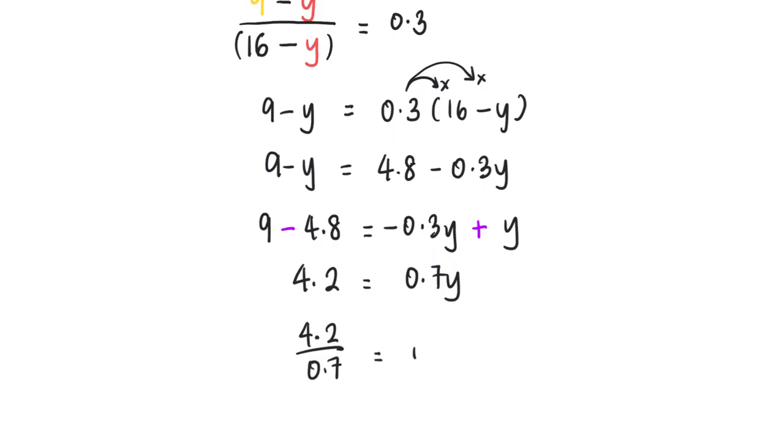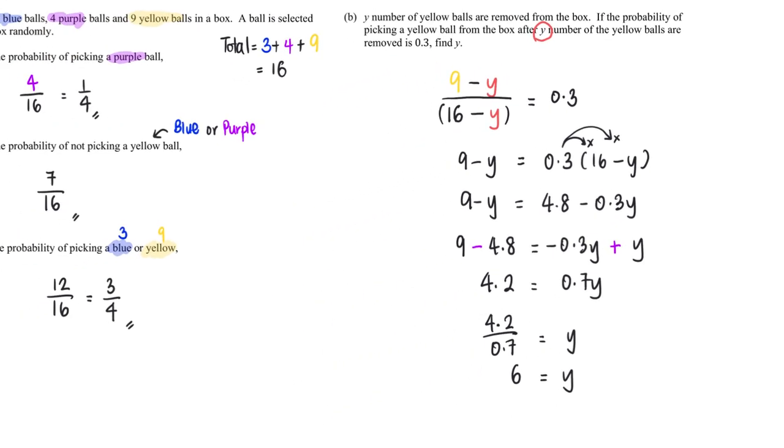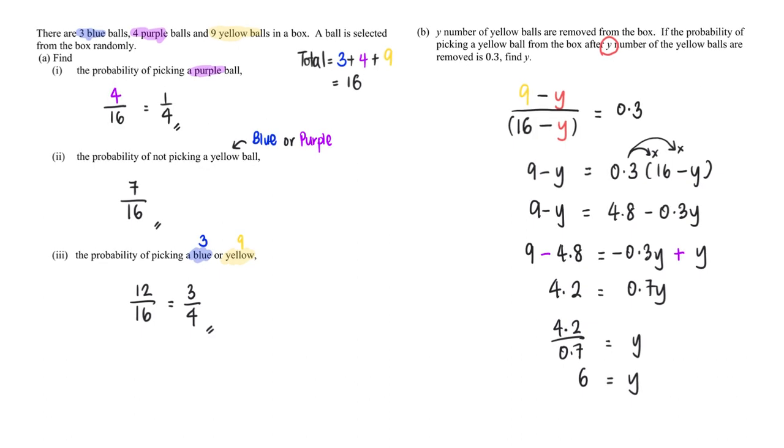and finally I'm going to divide by 0.7 on both sides to give me 6. And therefore, the value of Y is 6. We have to remove 6 yellow balls.